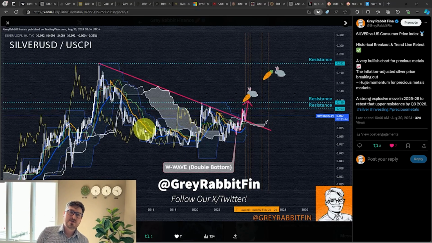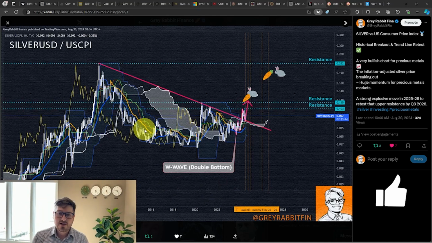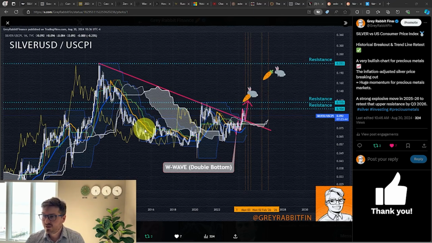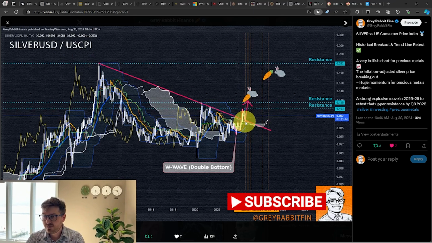Okay, guys, here's a tweet I put out recently. This was on August 30th, and it's just showing a chart of silver US dollar by the US CPI, which is the Consumer Price Index. First we had a W wave, or a double bottom here. You see that we have broken through this major trend line, and we've done a backtest on it that's held as support. And so I'm expecting this to be an N wave up.